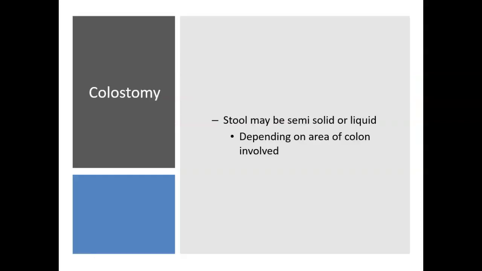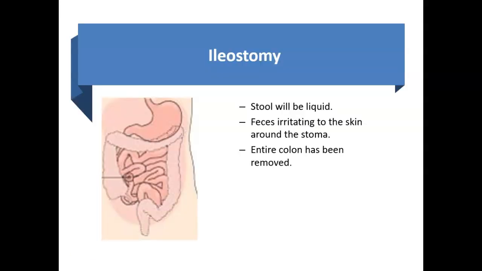With a colostomy, stool may be semi-solid or liquid depending on the area of the colon. An ileostomy is going to be almost like gastric juices and very acidic, where a colostomy down by the rectum is going to be like normal stool. An ileostomy stool will be liquid. You can see where the stoma is on this picture. It is in the small intestine, not in the large. What comes out is liquid, and it's a lot of gastric juices, so it's irritating. And if they have to do an ileostomy, often that means that they've taken out the whole entire colon, large intestine.